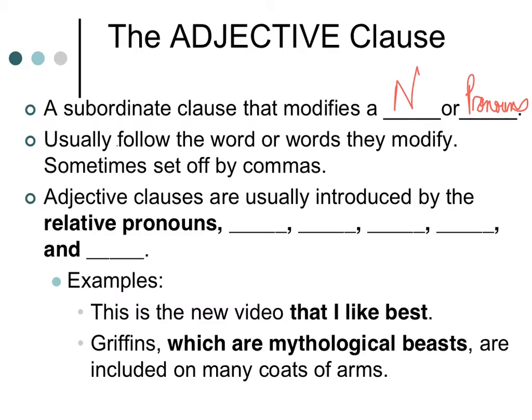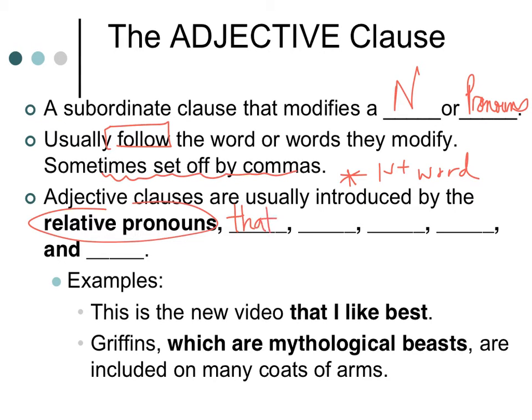They usually follow the word or the words that they're modifying. Sometimes they're set off by commas, but you can always try to look at the first word. The first word in an adjective clause is very often what we call a relative pronoun or a relative adverb. And some examples of those relative pronouns are ones that you've probably seen before. That, which, who or whom, whose, and of course, whoever or whomever.